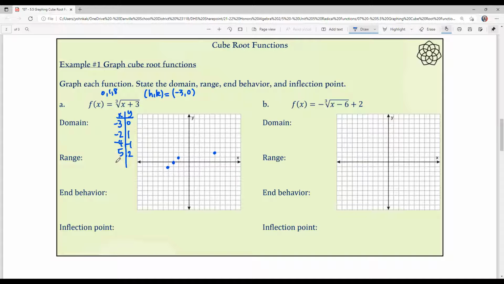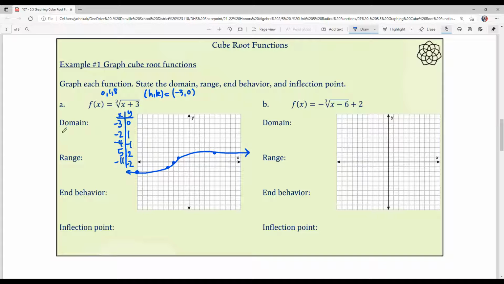The reason why I want negative 11 is because negative 11 plus 3 is negative 8, and the cube root of negative 8 is negative 2. So negative 11, negative 2. That way I can see what my curve looks like. So you kind of have to play around with the x values so that you can get 0, 1, and 8 when you cube root.